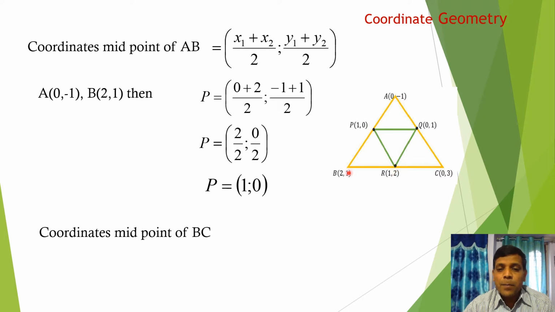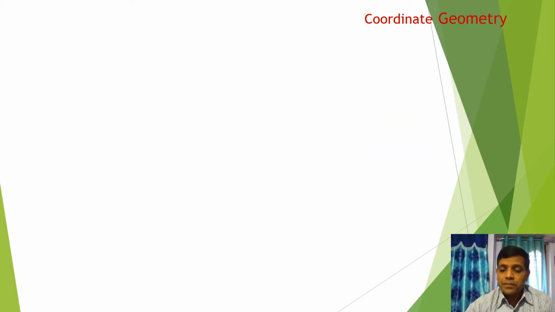Now write down the next coordinates. Here R is the midpoint of BC. So the midpoint of BC is R. Write down the midpoint formula: (x1 + x2)/2, (y1 + y2)/2. At the same time, write the coordinates of B and C. What are they? B (2, 1) and C (0, 3).